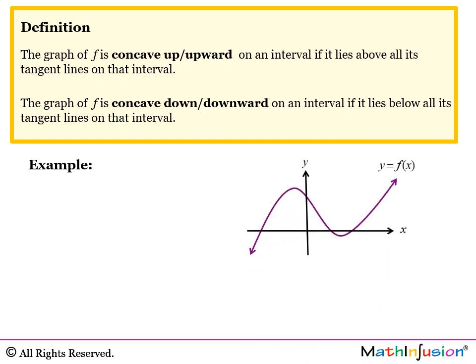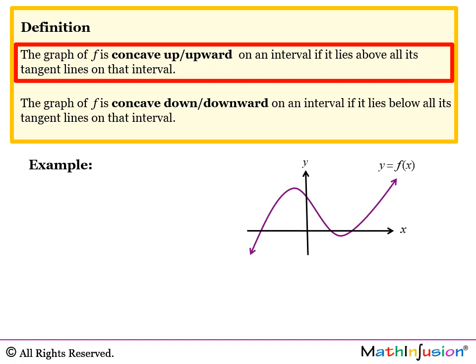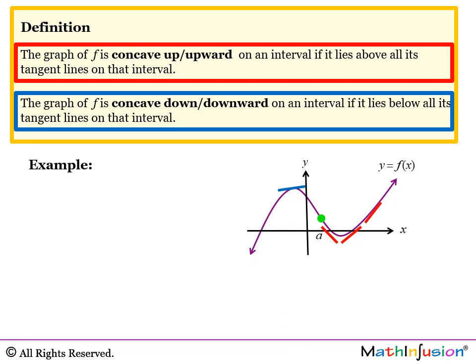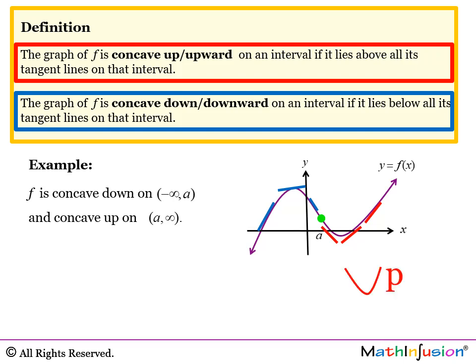Example: you can observe that this happens here. From the point A to infinity, this graph is concave up. Now you can observe that here it's concave down. And we can summarize that f is concave down on negative infinity to a, and it's concave up on a to infinity. Up, down.